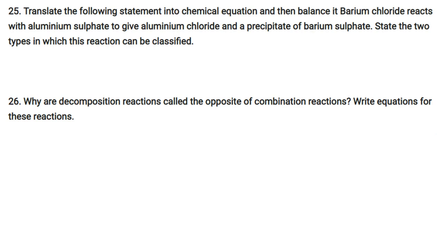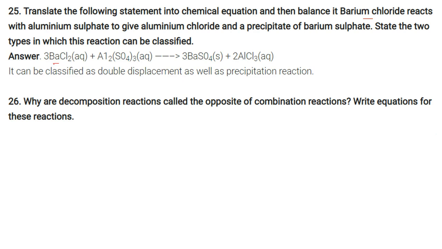Translate the statement into chemical equation and then balance it, that barium chloride reacts with aluminum sulfate to give aluminum chloride and precipitate of barium sulfate. State the two types in which the reaction can be classified. So this barium chloride, when combined with aluminum sulfate, barium replaces aluminum, aluminum replaces barium. So this is a double displacement reaction, and barium sulfate is a precipitate. It is insoluble in water. That is why it is a precipitation reaction.